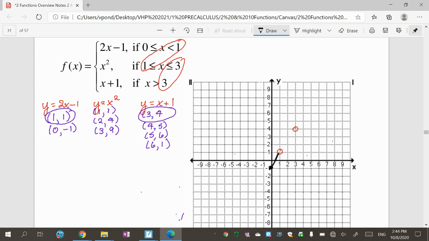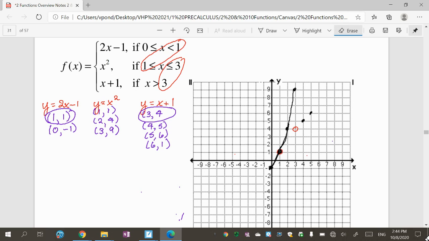This piece goes from here to here. The next piece is 1, 1. Oh, it fills that in. So that's cool. So that's not really broken. 2, 4, and 3, 9. Comes all the way up to 9 here. This is kind of part of a parabola, so it's actually kind of curved. It's hard to see though. Then 3, 4 is open. Then I've got 4, 5, 5, 6, 6, 7.